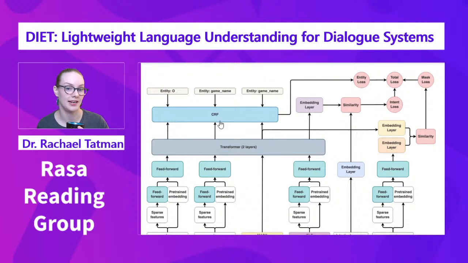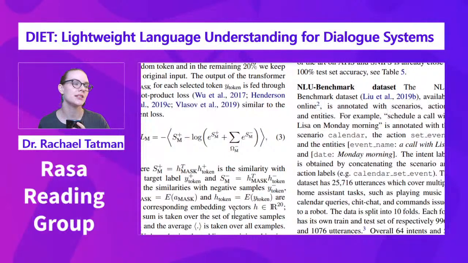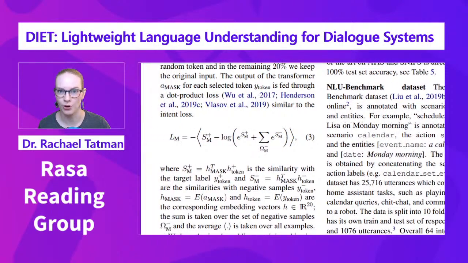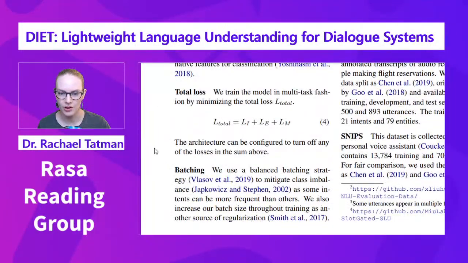Actually, at this point, it's not the text string, it's the CRF. So it's multitask. The output that we're interested in is actually two tasks, the intent and the entity, but we're also using the third task, mask, as a regularizer to help avoid overfitting, basically. The architecture can be configured to turn off any of the losses in the sum above. So if you don't think the mask loss is going to be reasonable, you can just get rid of it.